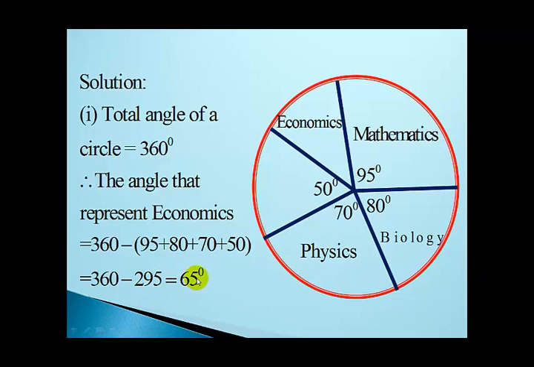That is how we calculate the angle that represents economics. We add all the angles given and subtract the sum from 360, and that will give us the angle that is not given. That is economics. So the angle that represents economics is equal to 65 degrees.